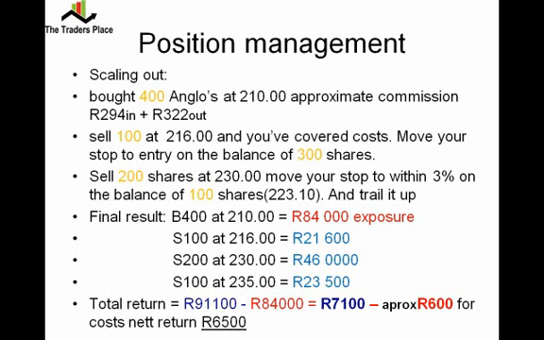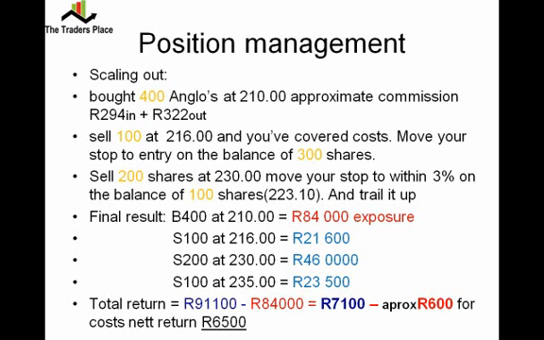As the market moves in your direction, Anglos gets to 230 Rand, which was the initial target on this example. Instead of closing out the whole position, you could sell just 200 shares, bank that profit, and move your stop loss to within 3% on the balance of 100 shares. And that would be 3% on the share price.